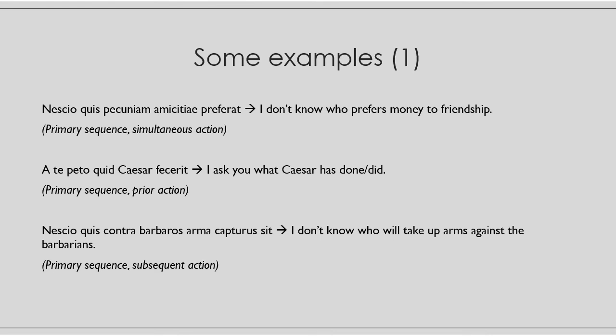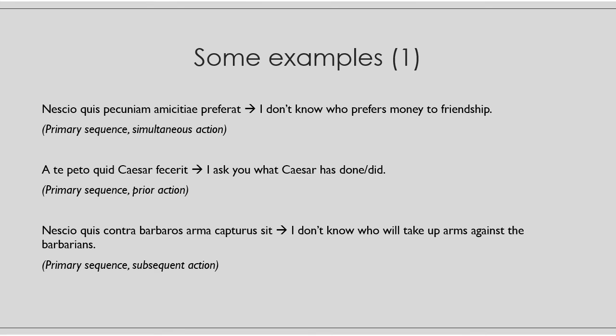Nescio quis pecuniam amicitiae praeferat. So I don't know who prefers money to friendship. So in this case you have a primary sequence verb, nescio, and a present subjunctive. And the present subjunctive tells you that the action is simultaneous, so the two actions take place at the same time.